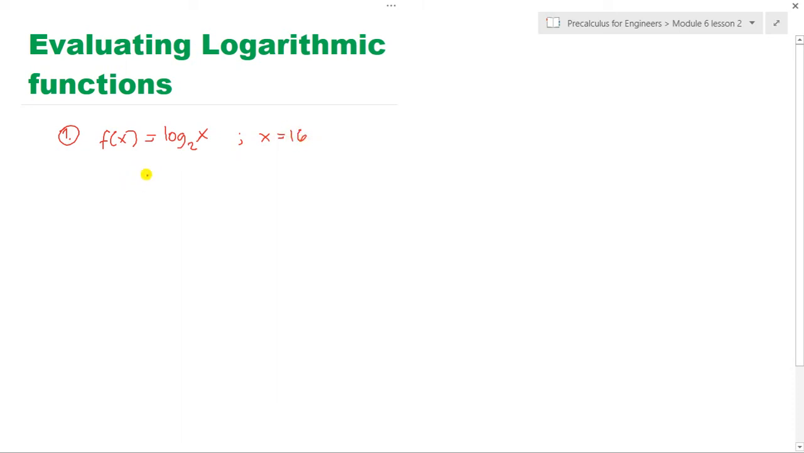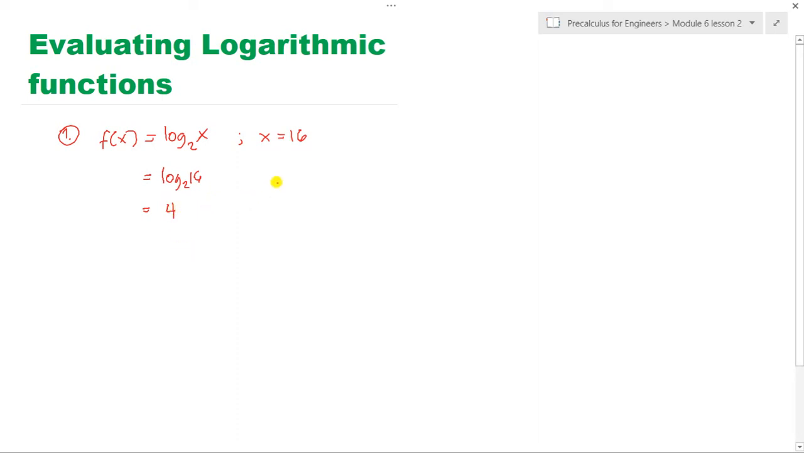So here, if you have a calculator, you just plug in log of 16 to the base 2. If you have a calculator, you plug it in as a logarithmic function. So log of 16 to the base 2 is equal to 4.